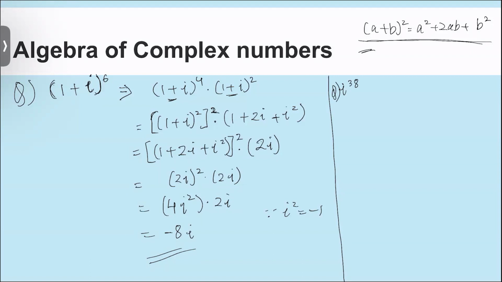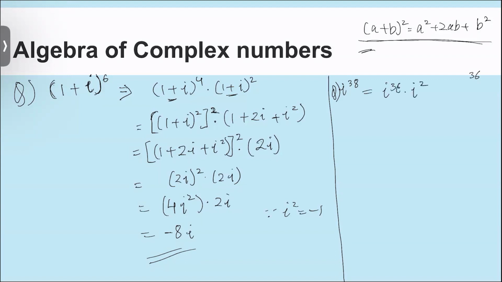So let's try to expand or simplify this in a way that one part of it can be written as a power that is a multiple of 4. The closest one that we have is 36. So you can write this as i^36 multiplied by i^2.